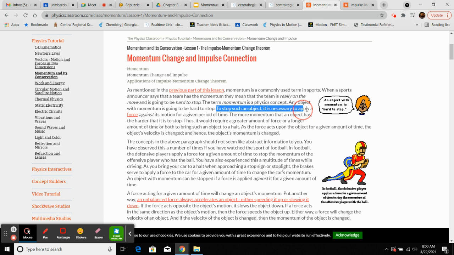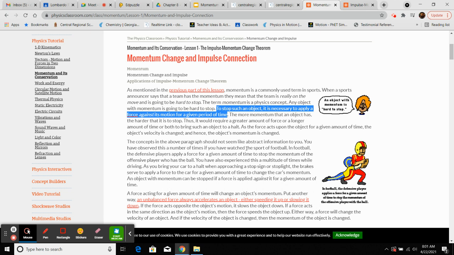So to stop an object, you need to apply force against its motion for a given period of time. The more momentum an object has, the harder it's going to be to stop. It would require a greater amount of force or a longer amount of time, or a combination of both, to bring an object to a stop. So, as the force acts upon the object for a given amount of time, the object's velocity is changed. Hence, the momentum is changed.